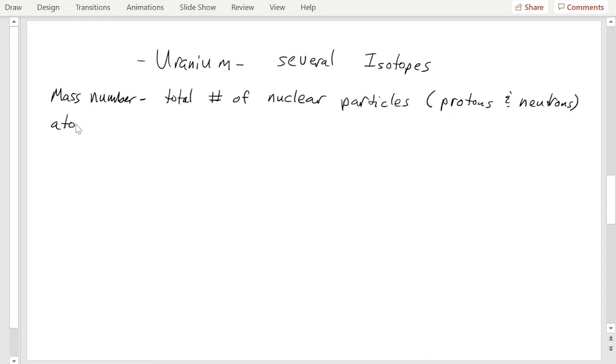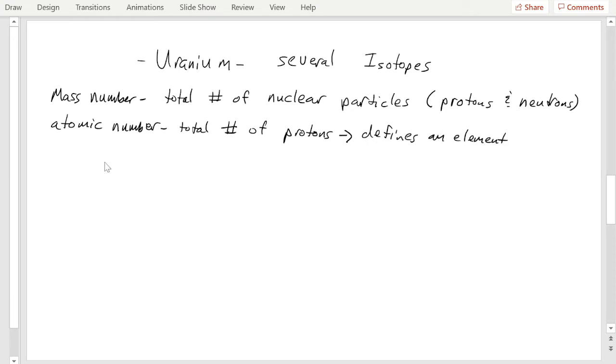These are made up of protons and neutrons. The atomic number is the total number of protons. The atomic number is what defines the element. For example, uranium has an atomic number of 92, so all uranium atoms have 92 protons. One specific isotope of uranium will contain a total of 238 nuclear particles. So this is one isotope.